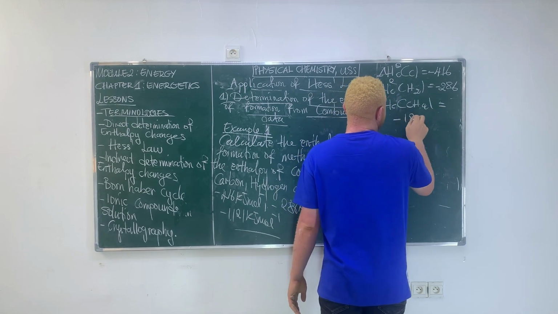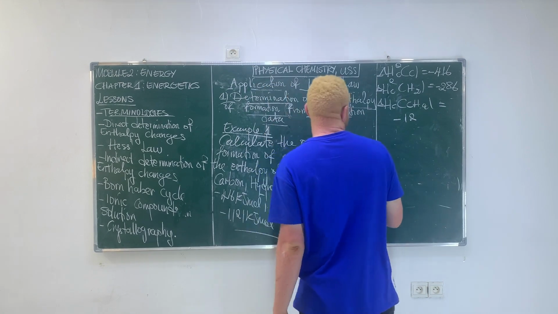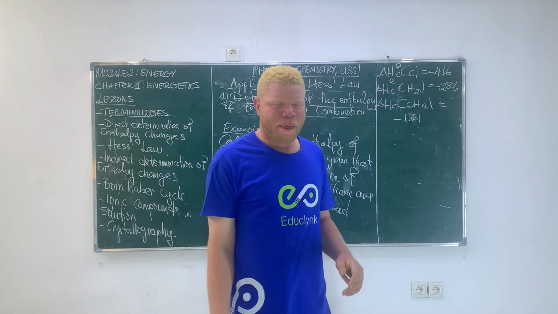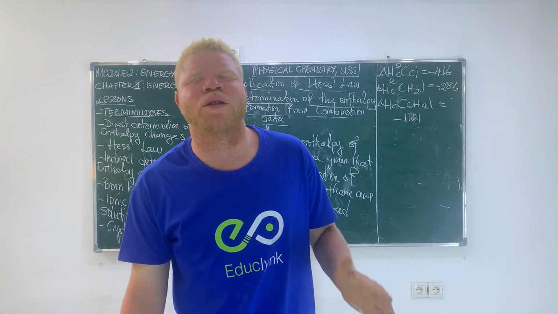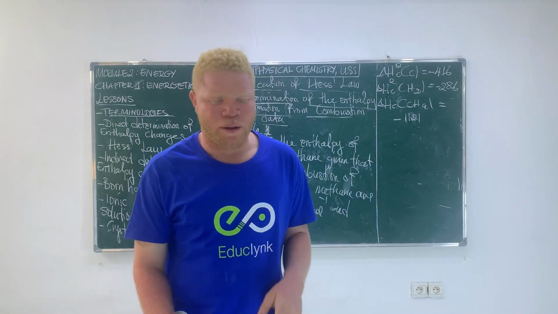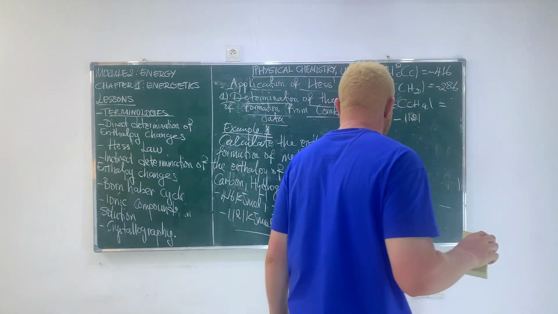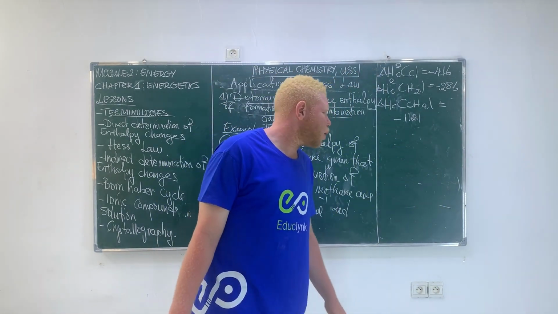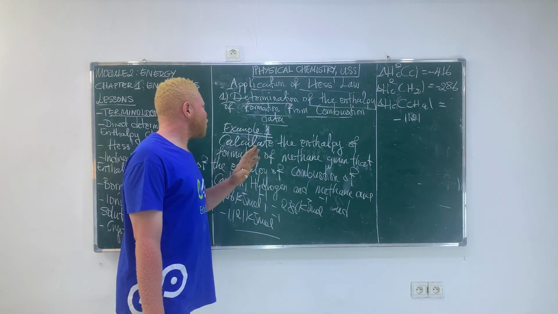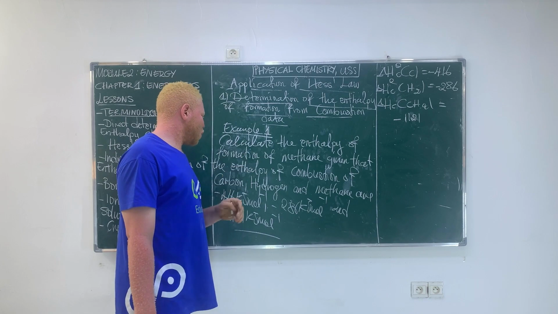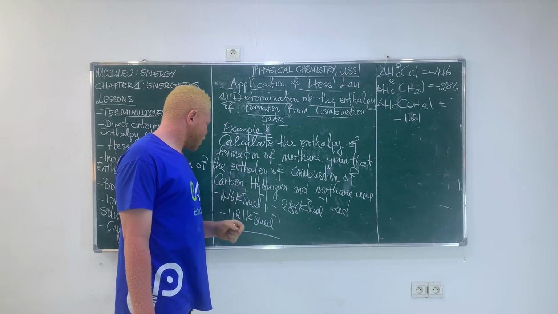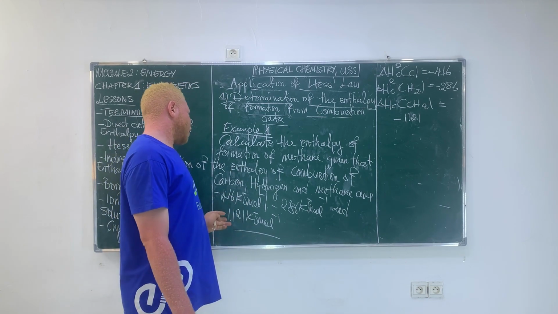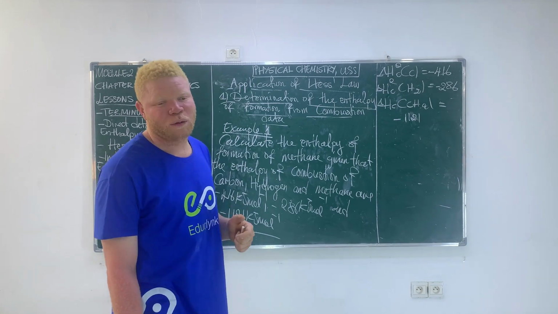So those are the enthalpy values. Then remember, methane is formed from the constituent elements, which are carbon and hydrogen. So the constituent elements are carbon and hydrogen. Let me use the big board so that I can easily do the correction of the example. Calculate the enthalpy of formation of methane, given that the enthalpy of combustion of carbon, hydrogen, and methane are minus 416, minus 286, and minus 1,121 kilojoule per mole.